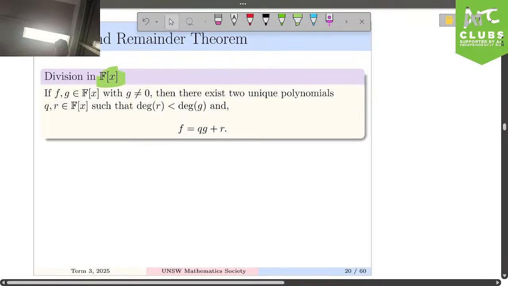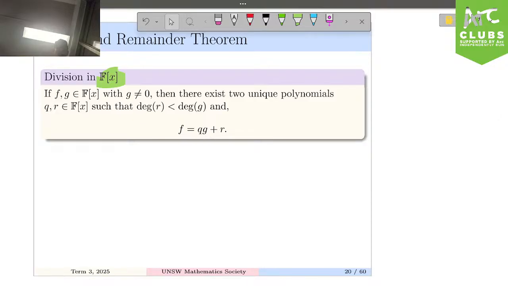Okay, so there are a couple things that we would like to have with our polynomials. We'd like to be able to divide them. So, if f and g are our polynomials with scalars in our fields, and g is a non-zero element, then we can do polynomial division. That's what this says.